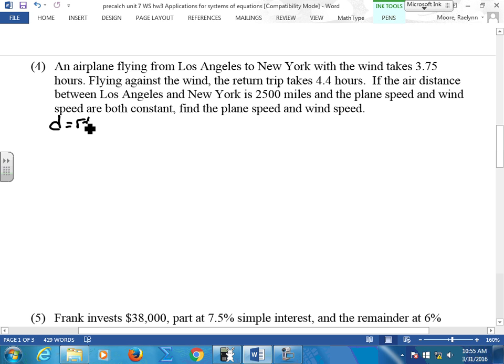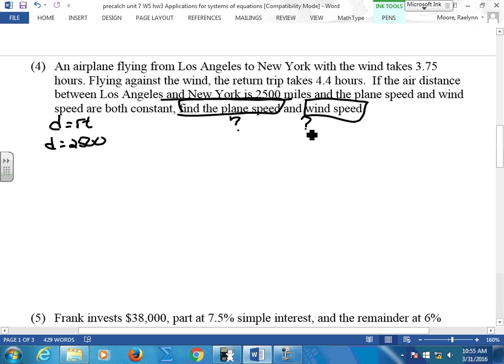So basically you're working with the distance formula, just rate times time. Your distance is the same. If the distance between Los Angeles and New York is 2,500 miles, write down everything that we know so far. The plane speed and the wind speed are both constant. Look at what they want us to find: the plane speed and the wind speed.